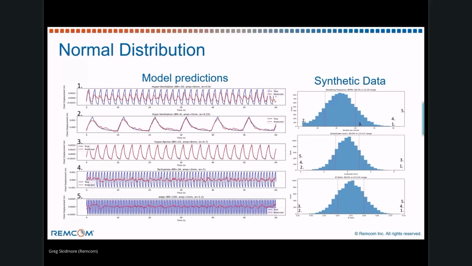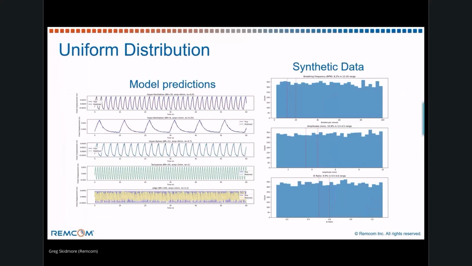And we begin to create this data set of breathing humans and train a model to predict the breathing waveform and classify it. So here I started with a normal distribution, but you can see that the model, the predictions in the red, are actually struggling because the normal distribution is kind of centered around normal. But if we go to the next slide, if we look at synthetic data that has a uniform distribution across a wide range of different values, amplitudes, IE ratio, breathing frequency, the model does a lot better.